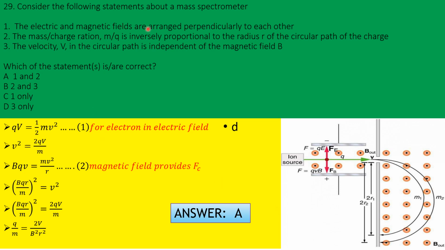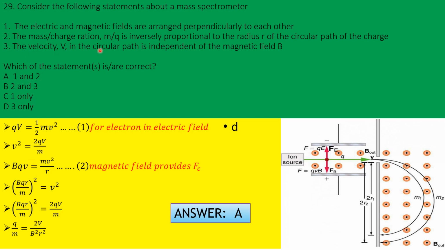So the electrical and magnetic fields are arranged perpendicularly to each other, correct, like you can see here. 2 says the mass charge ratio is inversely proportional. So of course that one is clearly wrong. Even if you come over here like this, the mass charge ratio, this is the mass, this is the charge, so it will be directly proportional to the radius, not inversely.